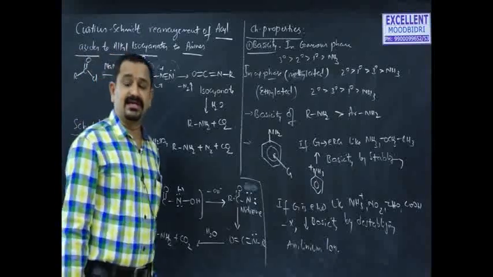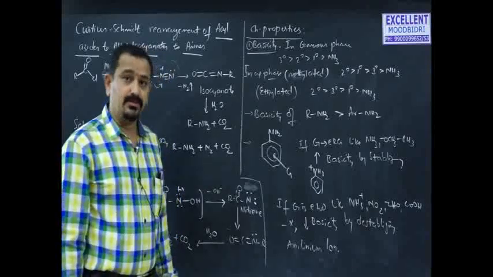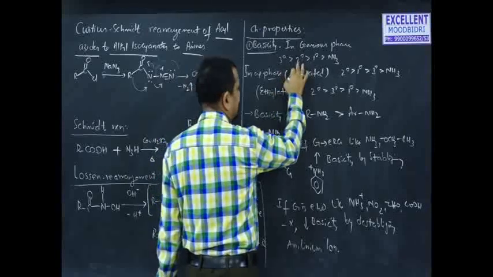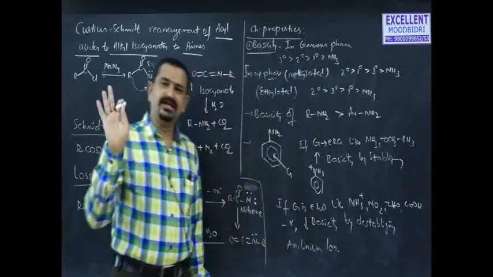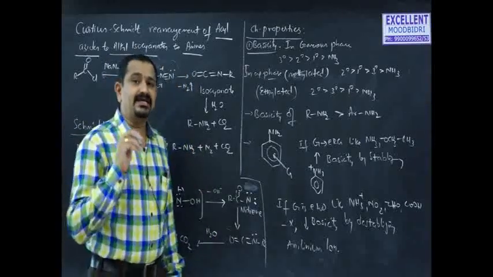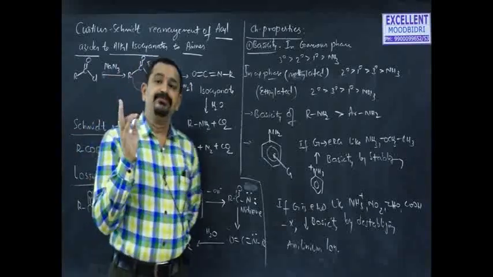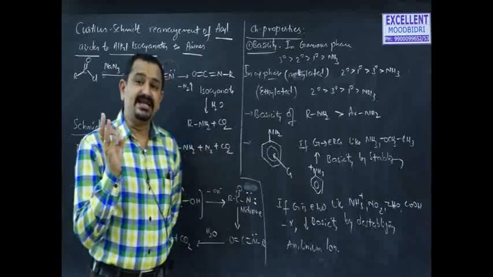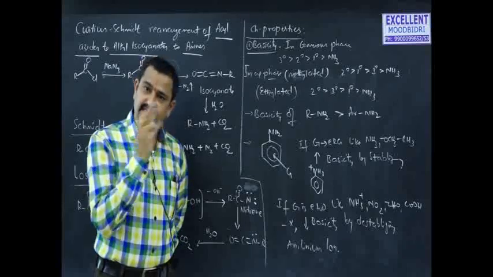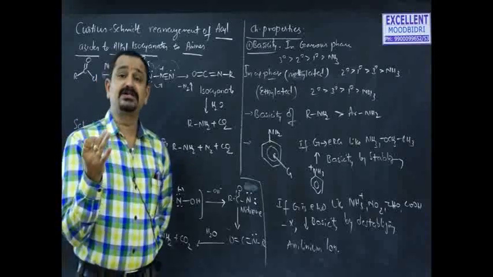Now, when it comes to the chemical properties of amines, the most important one is basicity. In the gaseous phase, no doubt tertiary amines are more basic than secondary, than primary, than ammonia. So we need not debate at this point. But when it comes to basic nature in aqueous solution, we need to concentrate on three factors: the plus I inductive effect of the surrounding alkyl groups, hydrogen bonding in the aqueous phase, and the steric factor.